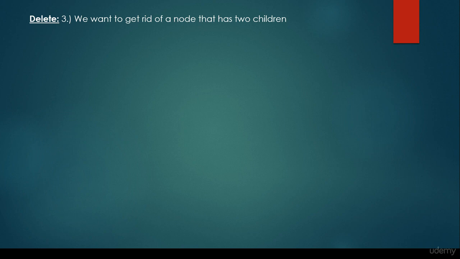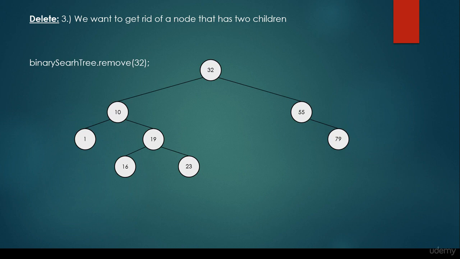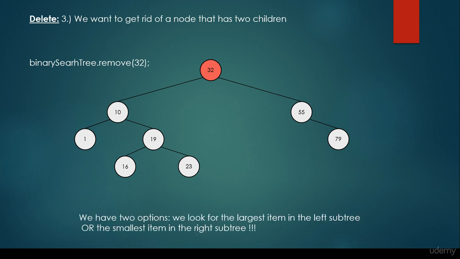What about the last case? We want to get rid of a node that has 2 children. We have already considered these cases when we were talking about binary search trees, so it is absolutely the same. We would like to get rid of 32. We start at the root node. This is the node we want to get rid of. It has a left subtree and a right subtree, so it has 2 children.